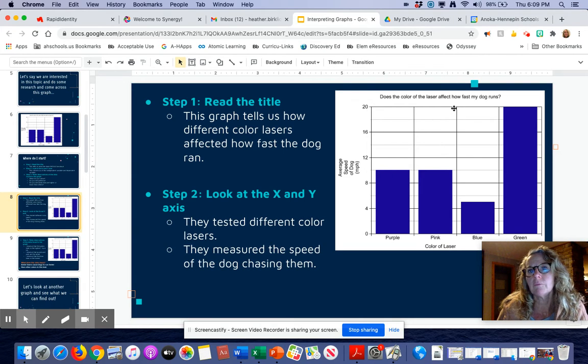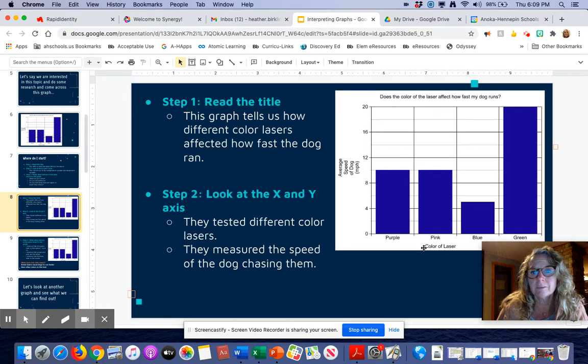Okay, so what we're going to find out here is if different colored lasers make dogs run faster. Then we're going to look at the x and y-axis to see if they make sense. Okay, so let's see, they tested different colors. So we can see they tested purple lasers and pink lasers and blue lasers and green lasers. So what we can only make conclusions about or get information about are those 4 colors.